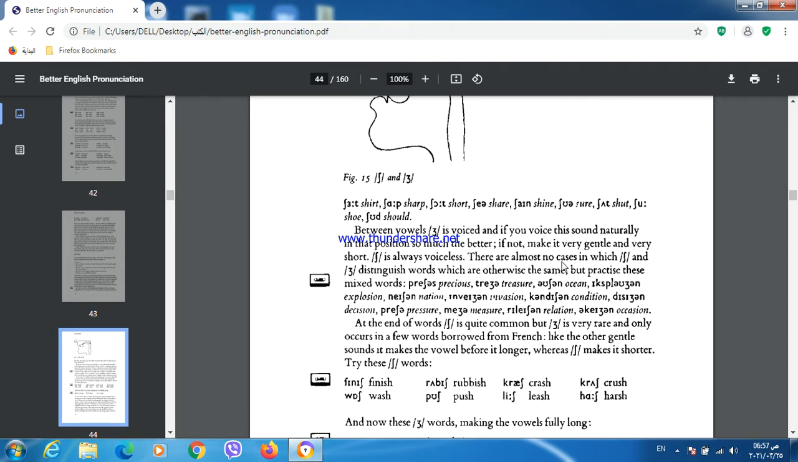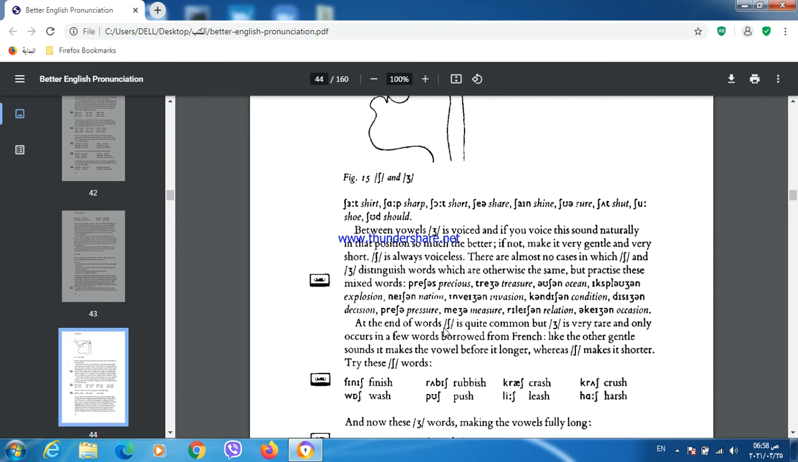There are almost no cases in which sh and j distinguish words which are otherwise the same. ما عندي حالات بها الش والج هي اللي تميز الكلمات. أنا أقصد ما عندي كلمة متشابهة في كل الأصوات عدا صوت الش والج. فمنطيني كلمات تحمل الش وتحمل الج، بس ما ممكن أنه أقارن أقول أنه هذه الكلمة تختلف عن هذه فقط في صوت الش أو الج. عندي precious, treasure, ocean, explosion, nation, invasion, condition, decision, pressure, sorry, measure, relation, and occasion.